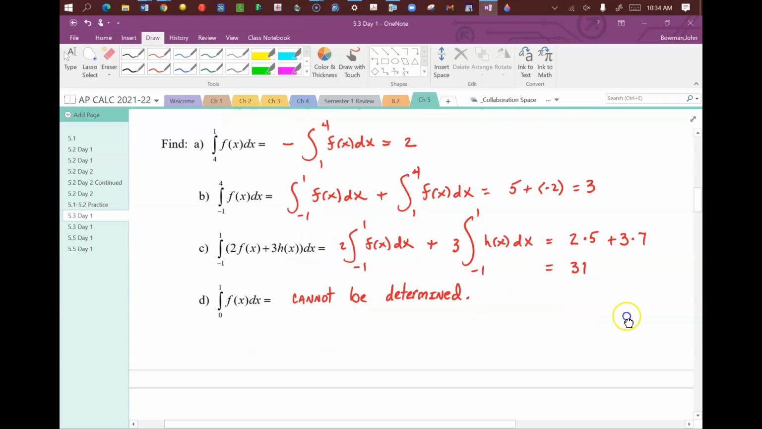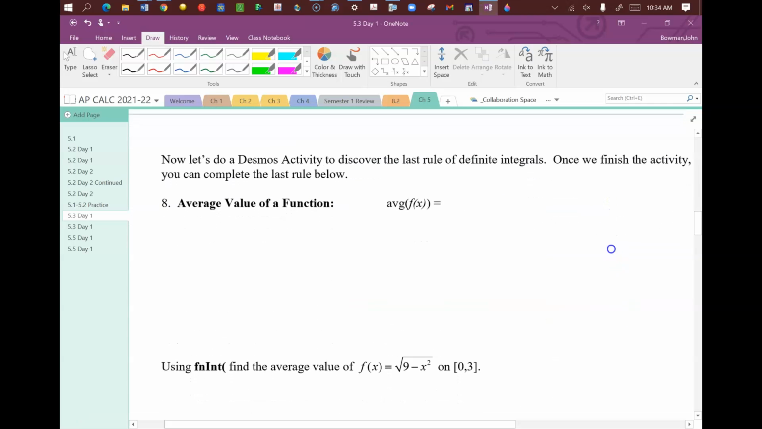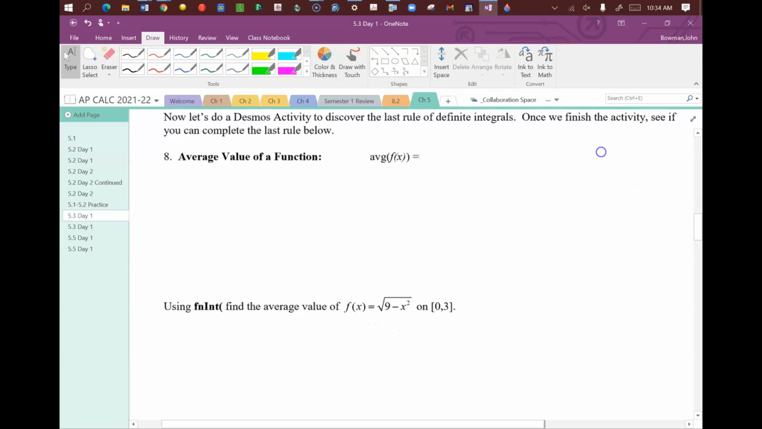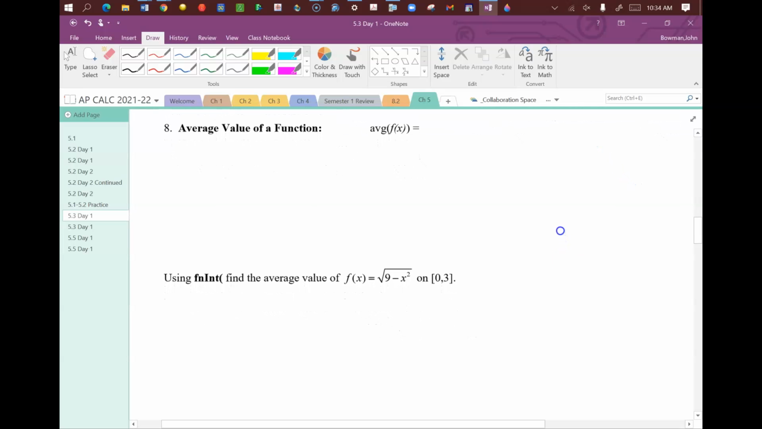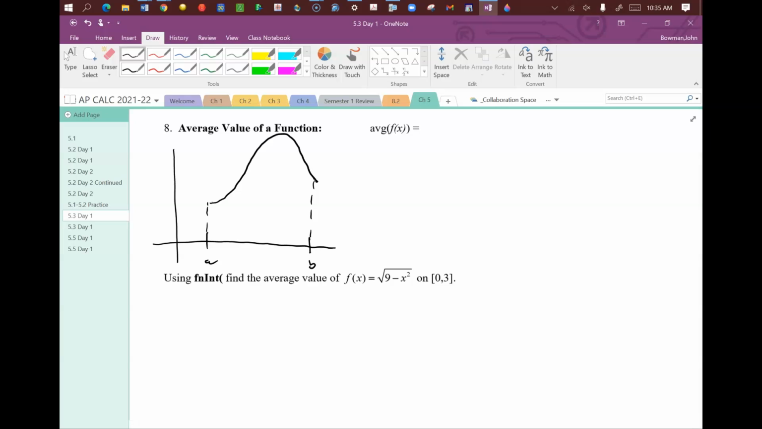And the last thing that we're going to do in this lesson is we're going to talk about the average value of a function. And the average value of a function, so let me graph a function for you. So let's say we've got this function here. We'll call it f of x, and we're going to go from a to b, and it goes something like that. Okay? And we are going to try and find the average value of that function. And by the average value, we mean the average y value.